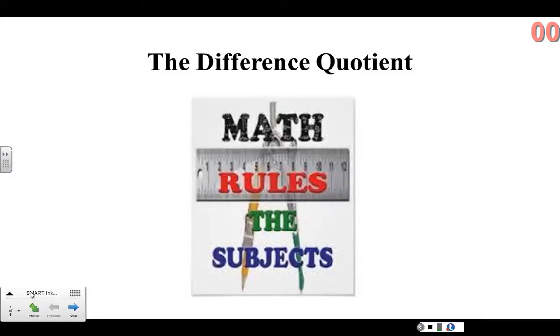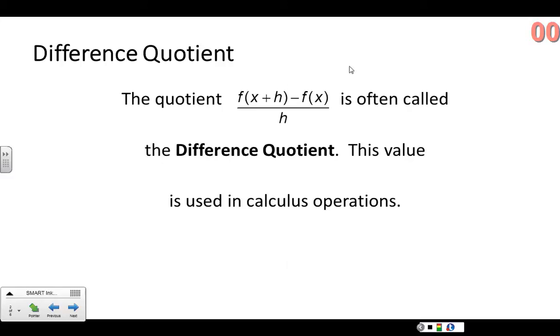In this video, we're going to be talking about a concept called the difference quotient. This goes hand in hand when we're talking about the composition of functions, but this actually is going to lead into a higher concept called the derivative. When you take calculus, the difference quotient is the quotient f of x plus h minus f of x, all divided by h.